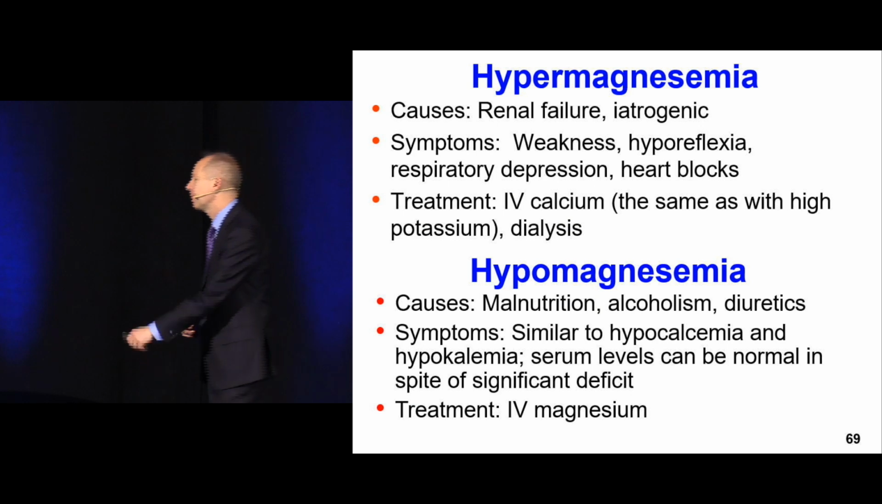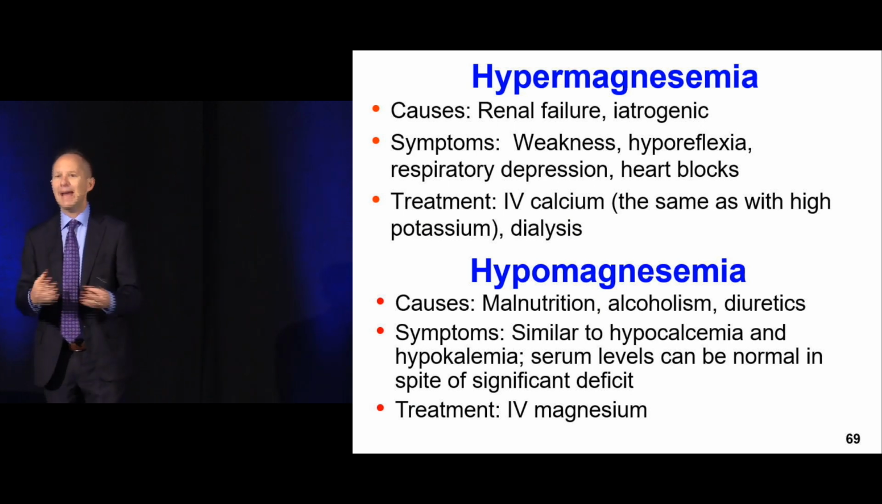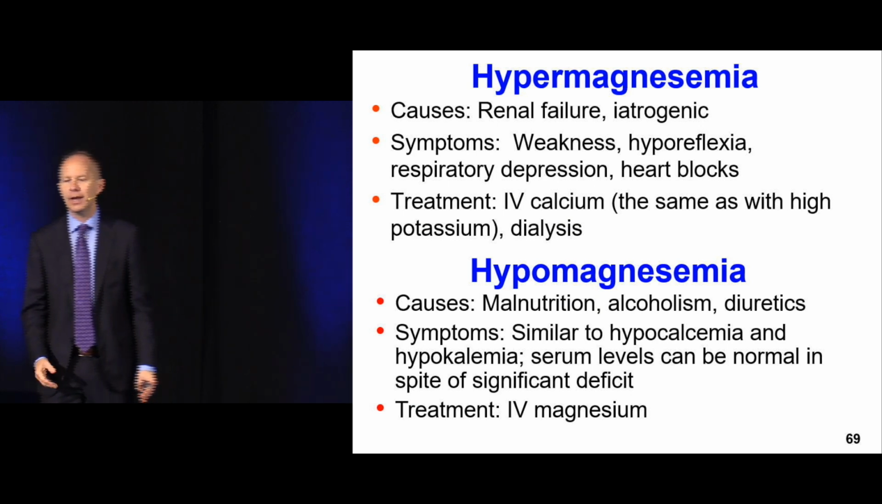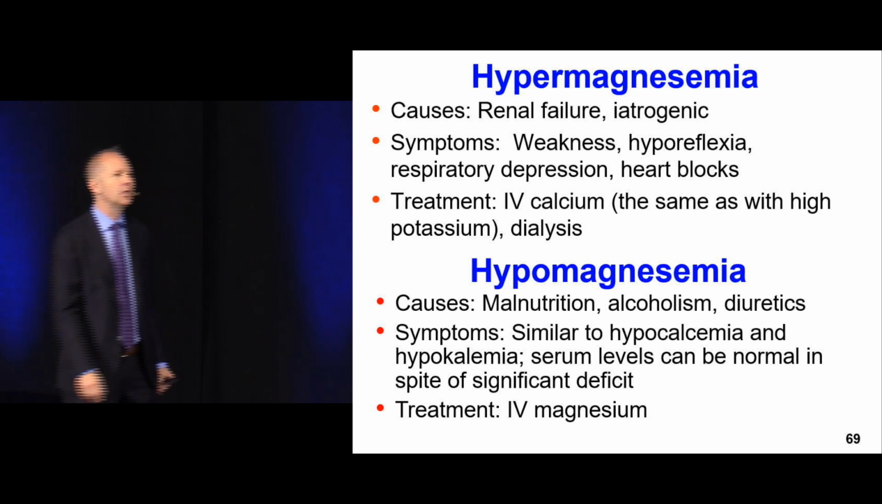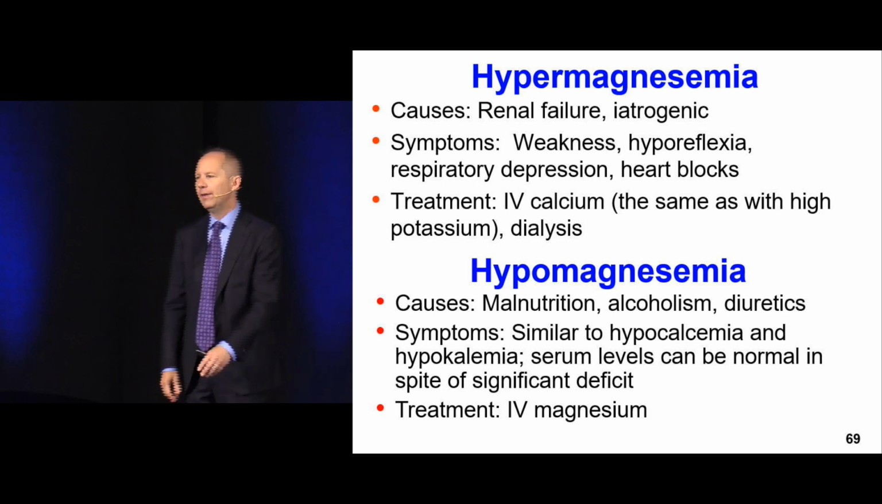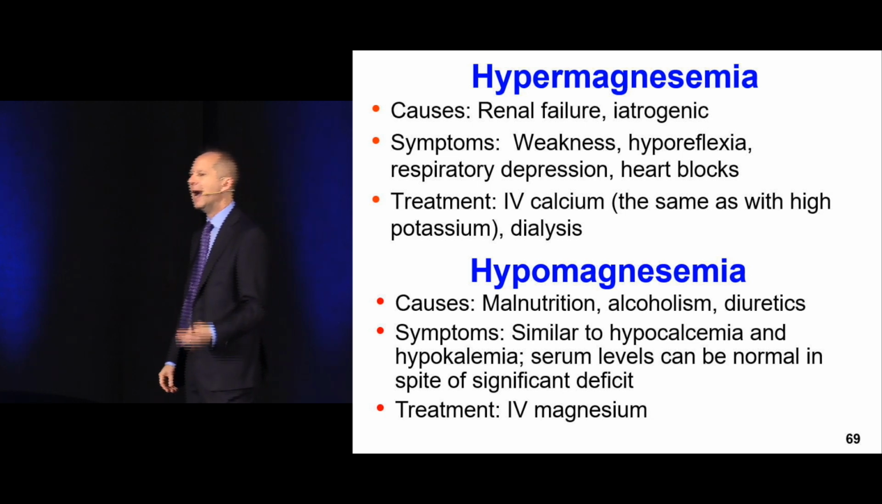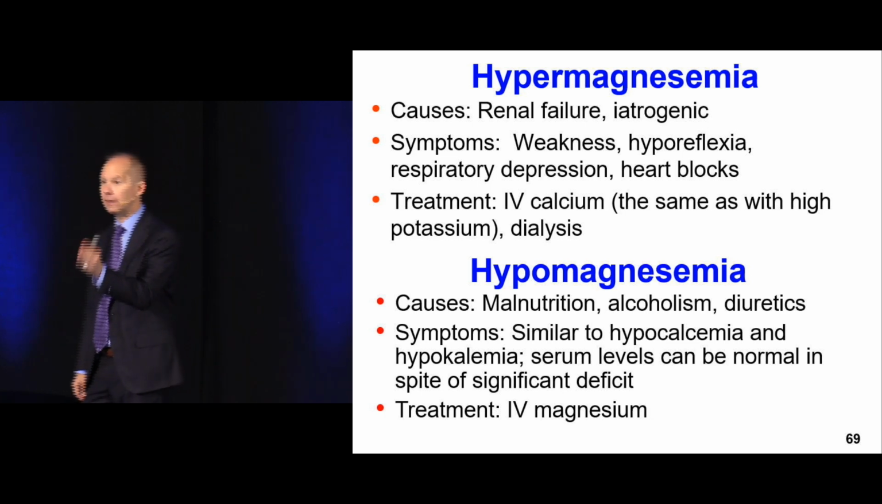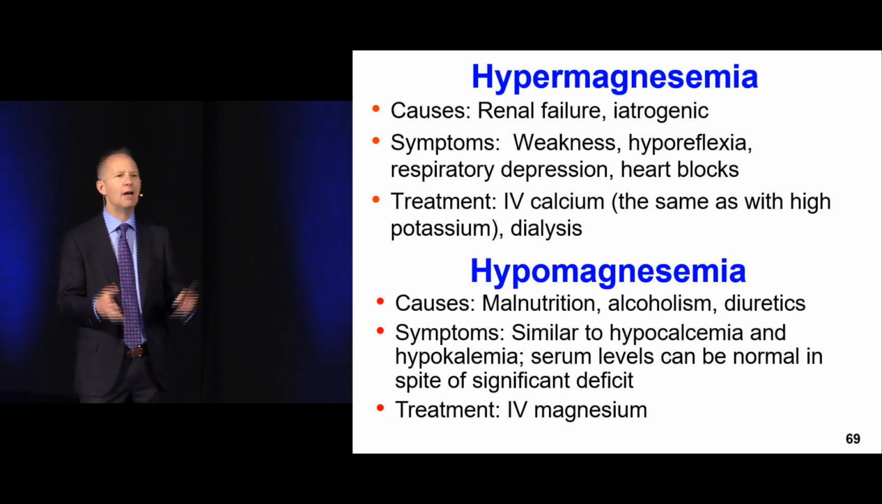For magnesium, how do you get high mag? You either have renal failure and you can't pee it out, or somebody puts you on a magnesium drip because you have eclampsia or preeclampsia or something like that, okay? That's probably how you're going to get it. You don't see high mag that often, except for your dialysis patients. So they can't pee it out or you gave them too much.